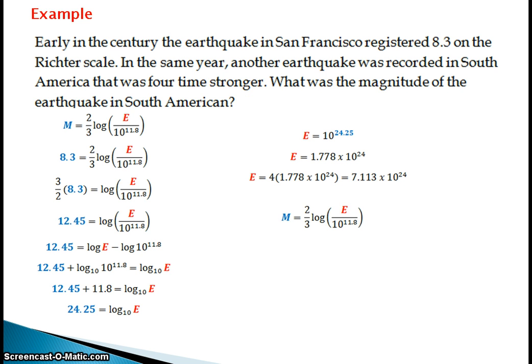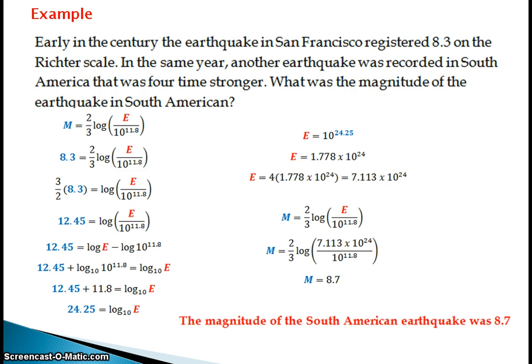Now that I have E for the South American earthquake, I can plug it in and solve for M. I will conclude that the South American earthquake had a magnitude of 8.7, which was 4 times stronger than the San Francisco earthquake. Now pause. Write down this example, and especially write down any questions you have about how we solve this problem. This is an important problem for you to know how to solve.